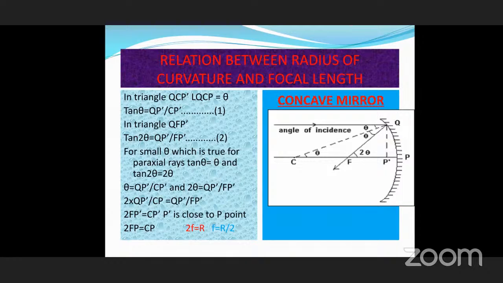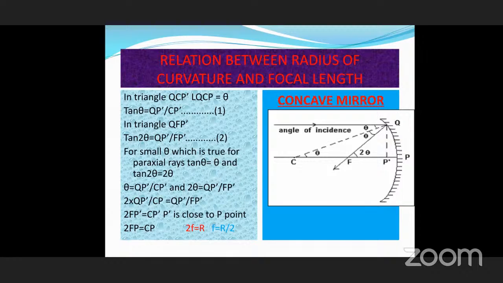This is the second equation. For smaller values of theta, if theta is very small, the radius of curvature is very less, then theta is very small. This is a special approximation we have to take here. When it is small, which is true for paraxial rays, parallel rays, we consider approximately tan theta to be theta, and tan 2 theta is just 2 theta. Tan theta is theta, tan 2 theta is equal to only 2 theta.